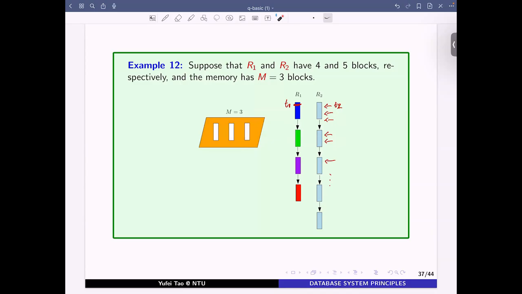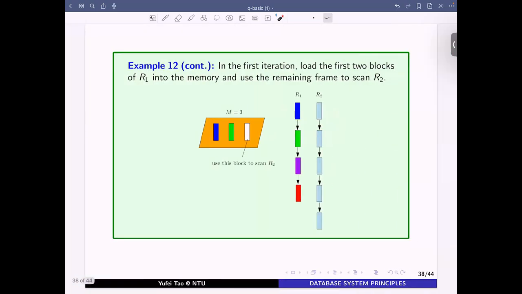Okay. Now, in the first iteration, so now we start the algorithm, right? So we perform the first iteration. In the first iteration, what we do is load the first 2 blocks into the memory. Why 2? That's because we have 3 frames here, and in general it will be n-1.